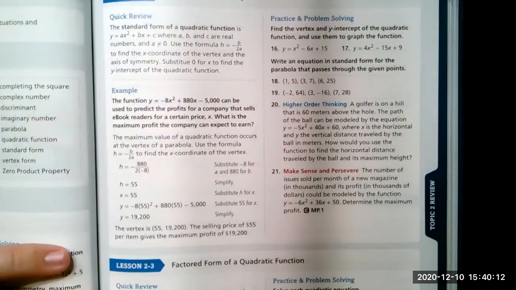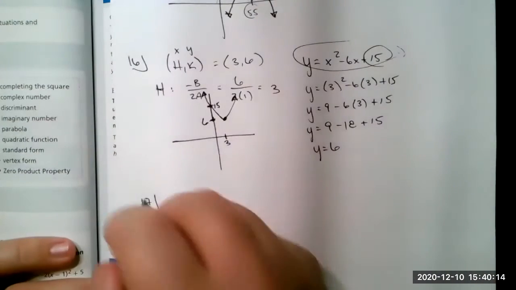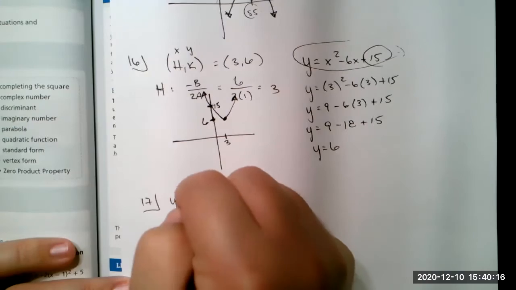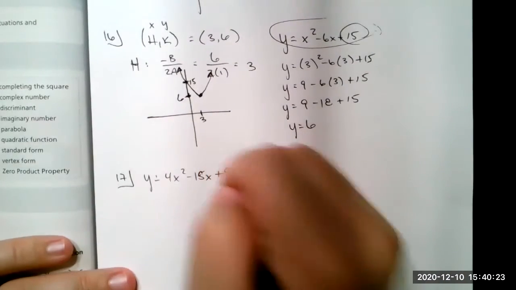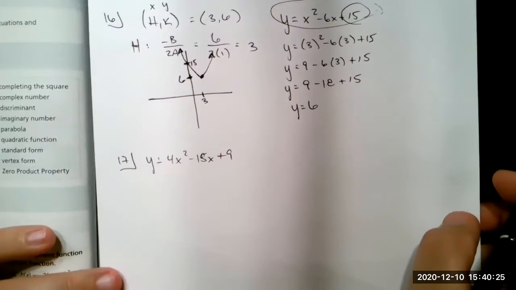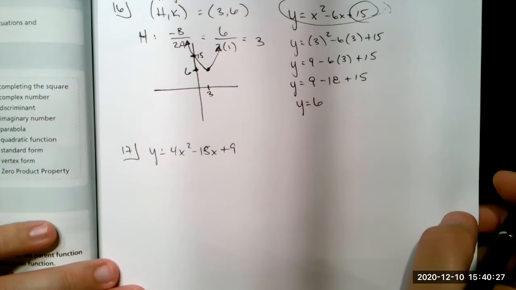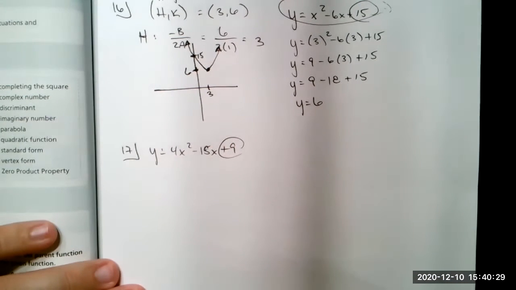17 looks like it's exactly the same. Y equals 4x squared minus 15x plus 9. Again, y-intercept, super easy, 9.